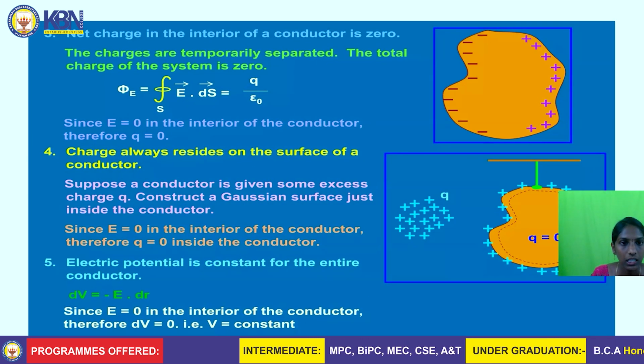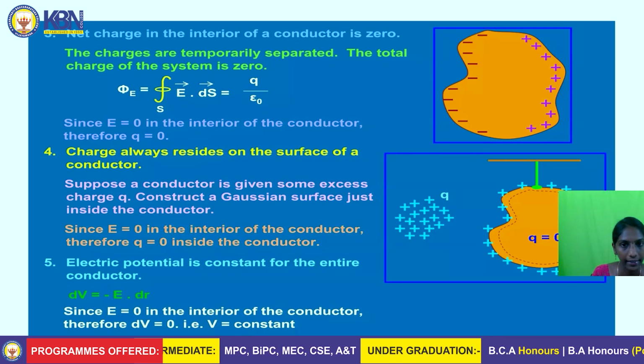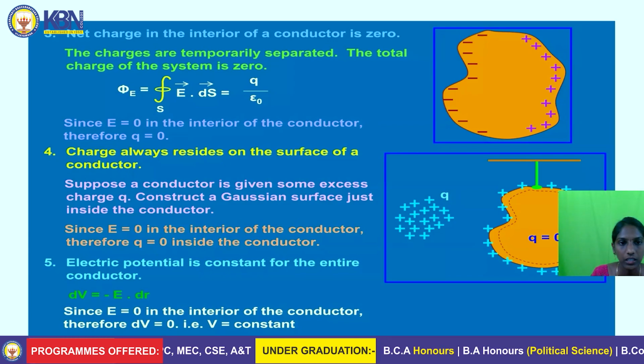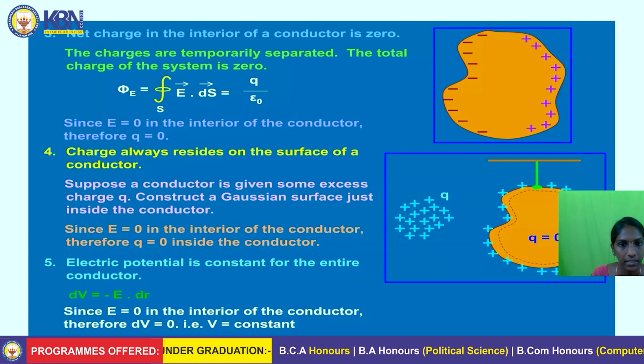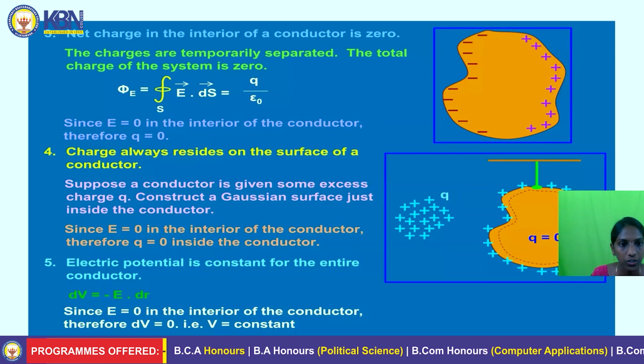Net charge in the interior of a conductor is zero. The charges are temporarily separated. The total charge of the system is zero. Flux is equal to the integral over surface of E·dS is equal to q by epsilon naught. Since E is equal to 0 in the interior of the conductor, therefore q is equal to 0.